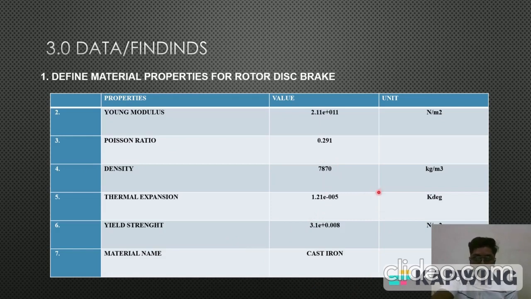kg per meter cube, and the thermal expansion is 1.21 exponential of 5 per Kelvin or degree Celsius, and the yield strength is 3.1 exponent of 0.008 Newton per meter square. The material we use is cast iron.